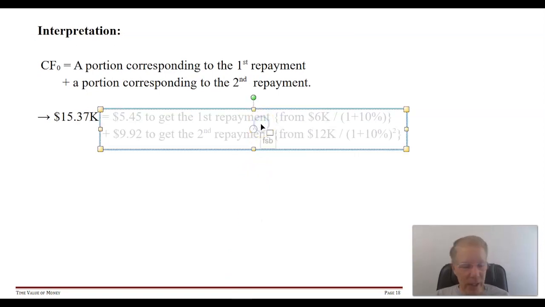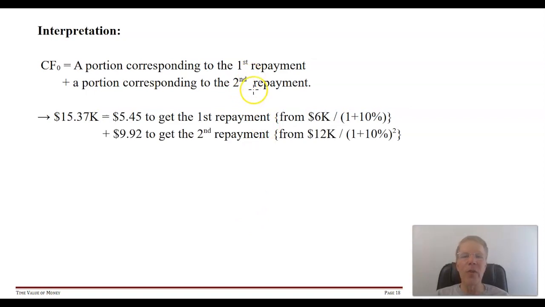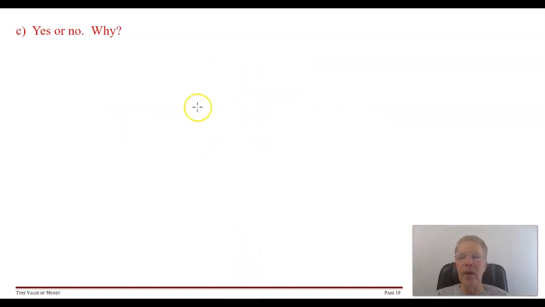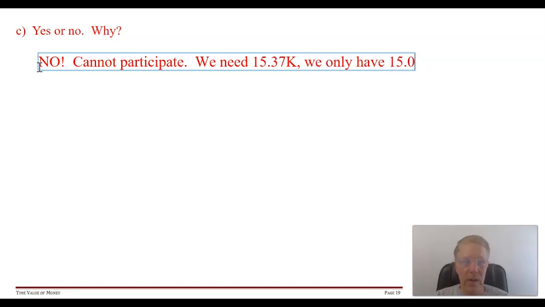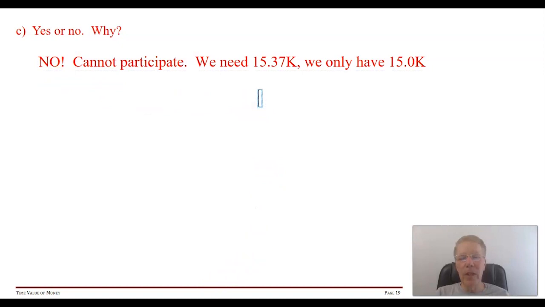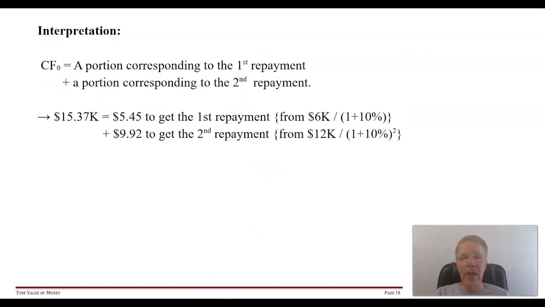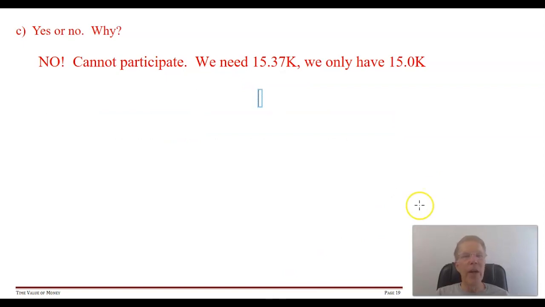All right, so you all know the interpretation of this. We have the two portions and et cetera, et cetera. Okay, but let's go to part C. We only have $15,000 in our hot little hands to participate in this deal. So can we participate? No. We can't do it because we need 15 plus K and we only have 15K. So not going to work for us.